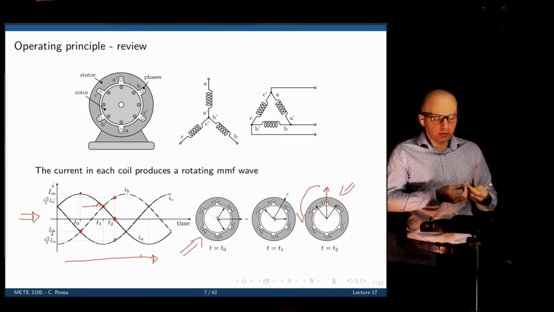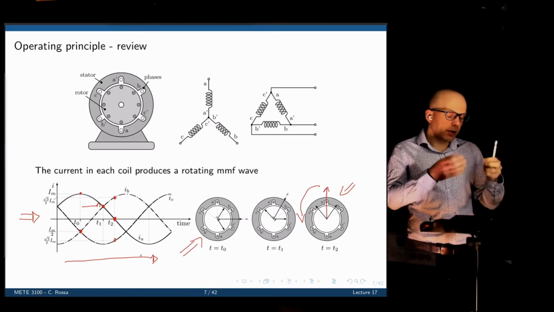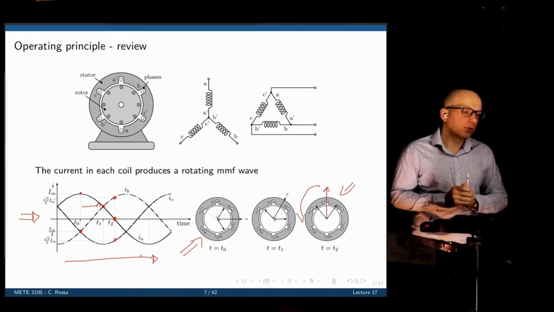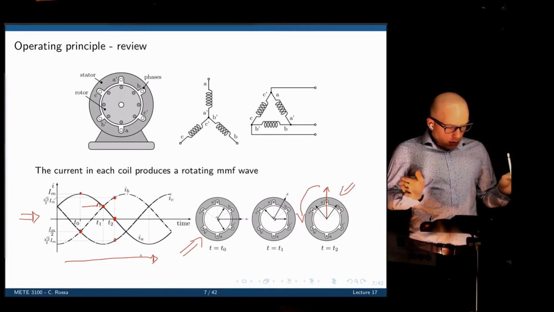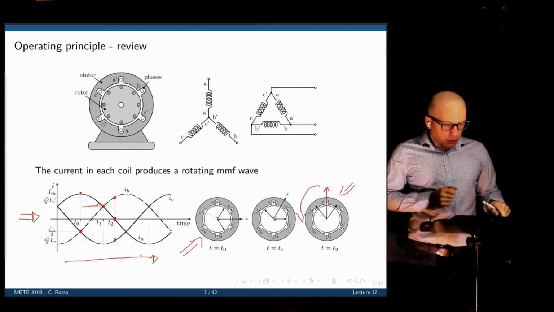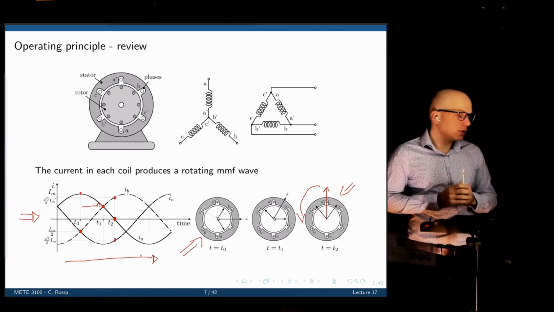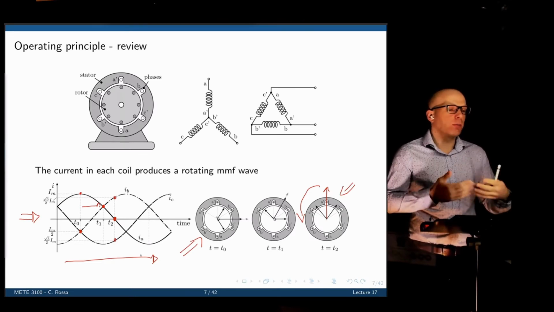So in order for it to work, we need the rotor to rotate at a slightly lower speed than that of the magnetic field itself. Okay, that's the principle of operation, and we call that difference the slip of the induction machine, which is a number between 0 and 1 when it operates as a motor.